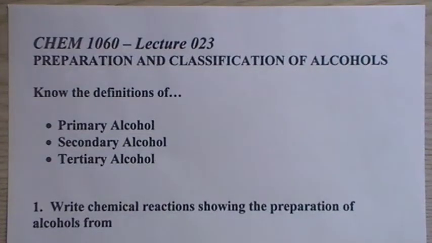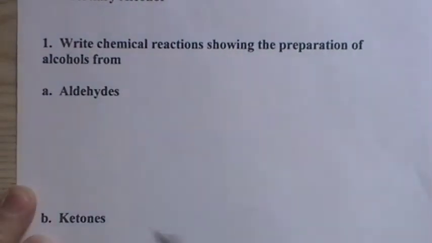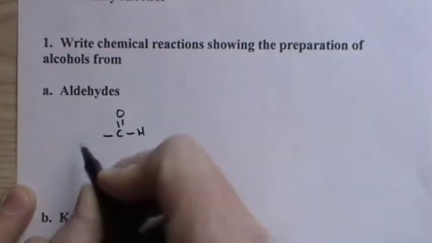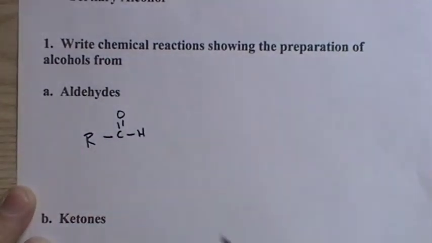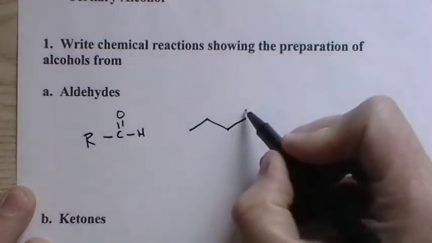Okay, a little short lecture here. The chemical reactions showing the preparation of alcohols from aldehydes. An aldehyde has a functional group that looks like this. So there's the general form, and then you can pick a particular one like this.